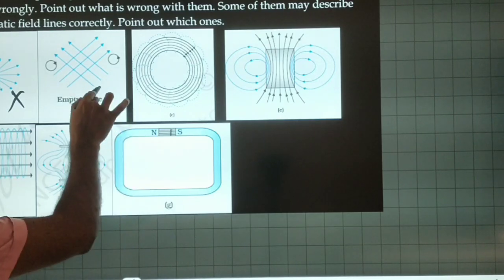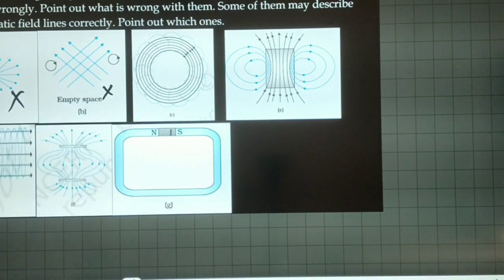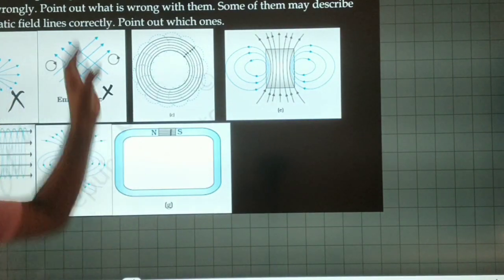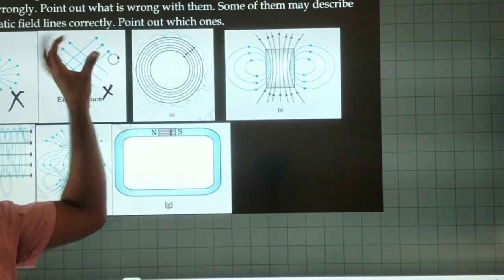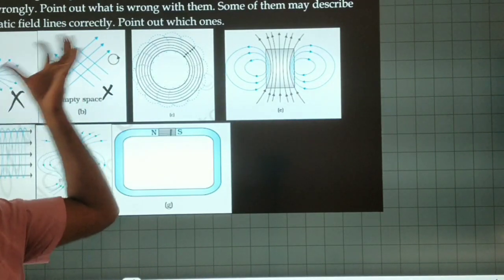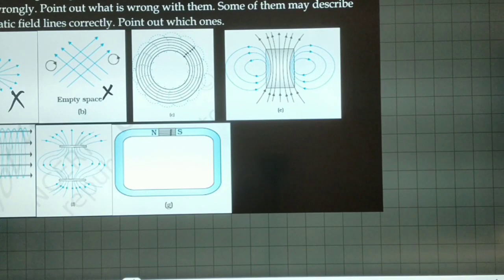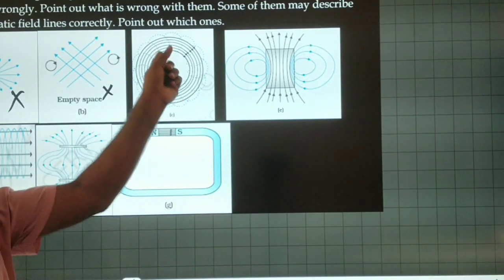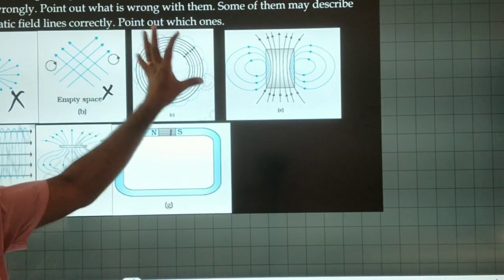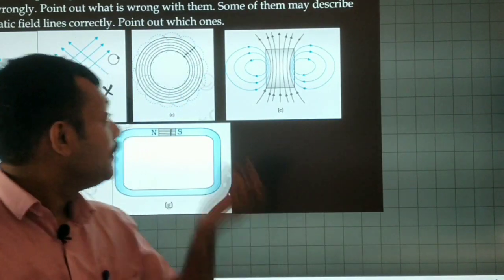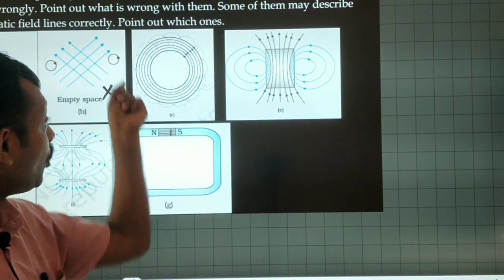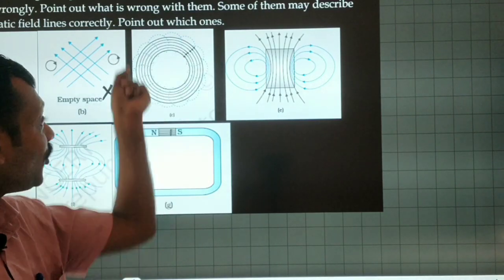Now coming on to this one, can this represent either? Absolutely not, because magnetic field lines as well as electrostatic field lines never intersect. Now coming on to the third one, this is all pretty clear as per the figure. This can represent magnetic field lines, because this is just like a toroid, the field inside a toroid.